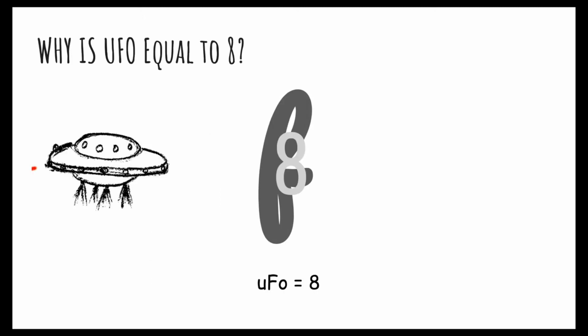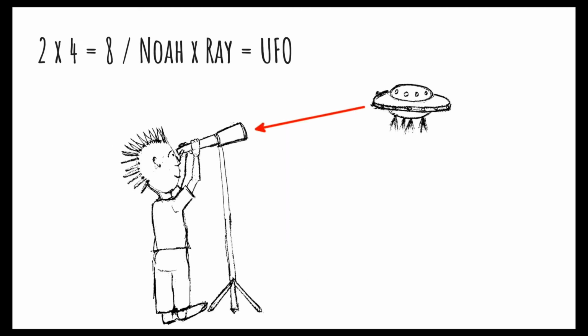In the word UFO, or in the acronym UFO, U and O are vowels. So the only non-vowel letter in there is F. In the major system, the number 8 is represented by the letter F and by the F sounding V. Thus UFO represents the number 8. So going back to our story, Noah times Ray equals UFO.